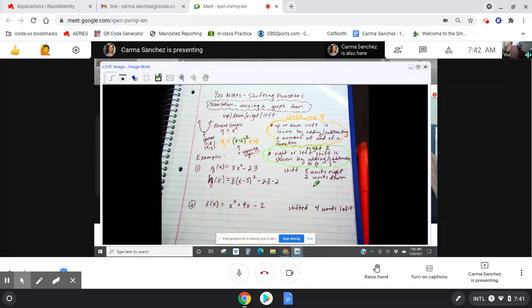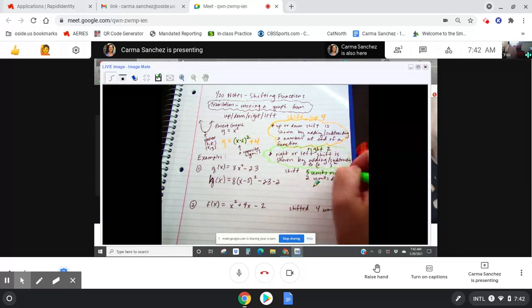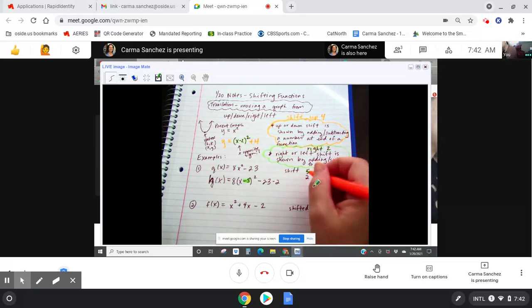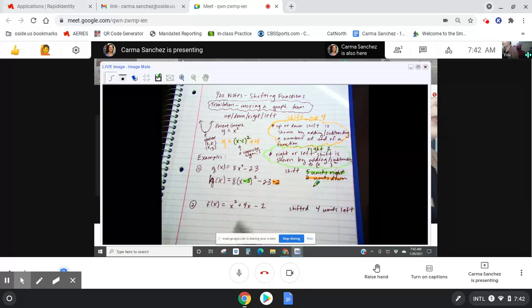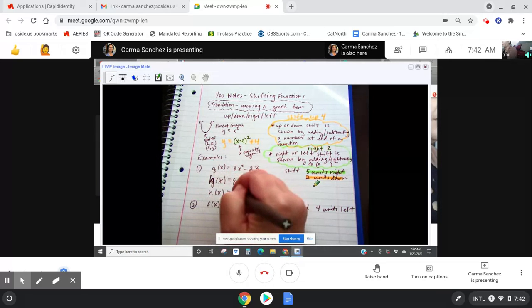So again, 5 units right is shown here with a minus 5 adjusting the x, and 2 units down is shown here as its adjustment. Now, when you look at your answers on Apex, it's going to be written as a final answer like this.